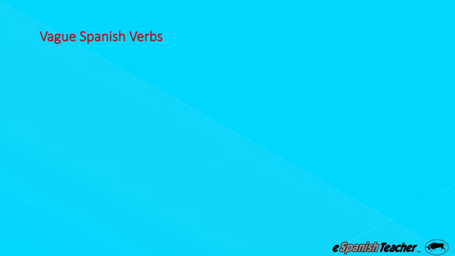Now, there is a subset of verbs that I like to call the vague Spanish verbs. And these are just as important, if not more important, than the regular concrete verbs that we've talked about. To run, to eat, to study, to open, to close, to jump, to drive. Okay? Now, these vague Spanish verbs are actually extremely common, and they are some of the most useful verbs in all of Spanish. Let me show you a few examples.